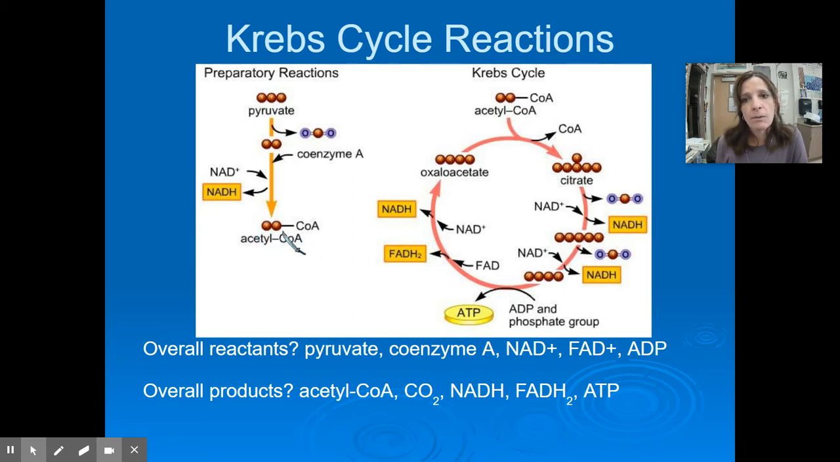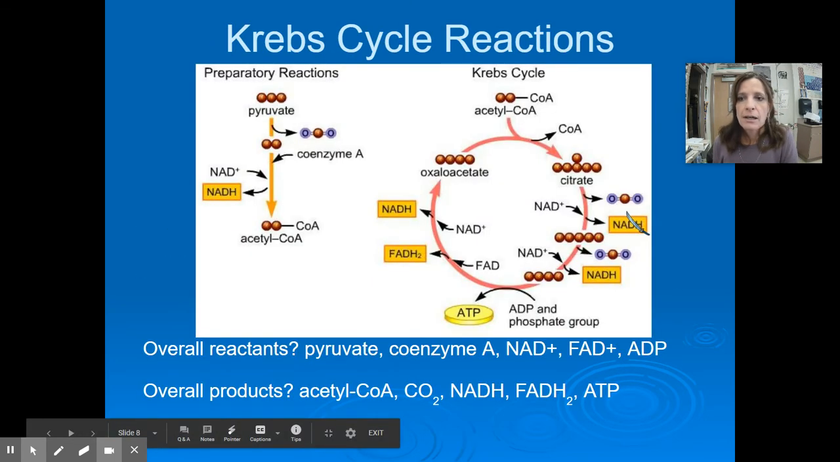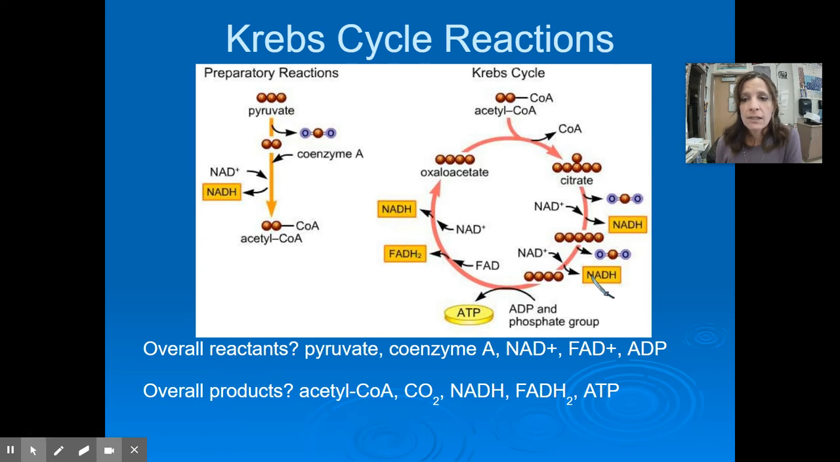And then the acetyl-CoA comes over here to the Krebs cycle, and it's a cycle because it regenerates the chemicals. And what's important here is that all of these electron carriers get their electrons, because they're going to take them to the electron transport chain where lots of ATP is made. And then you also get a couple of ATP here.